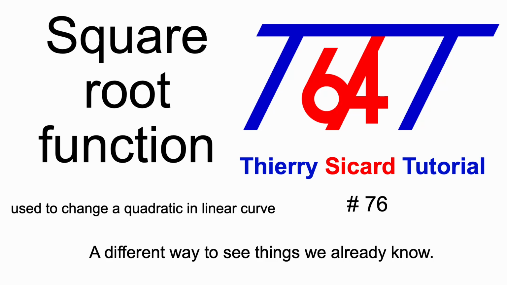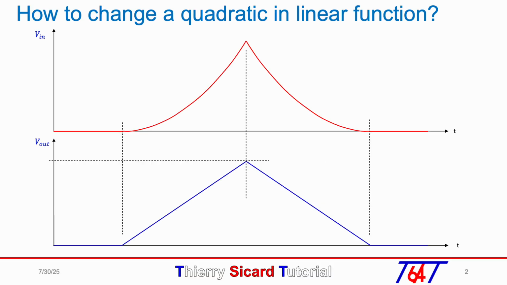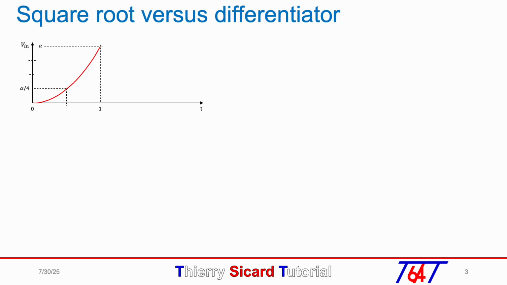Hello everyone, in this theoretical tutorial number 76 we will see that a translinear square root function can be used to transform this quadratic function represented by the red curve into a linear function represented by the dark blue curve. For the first part of the curve, the equation is alpha t squared.